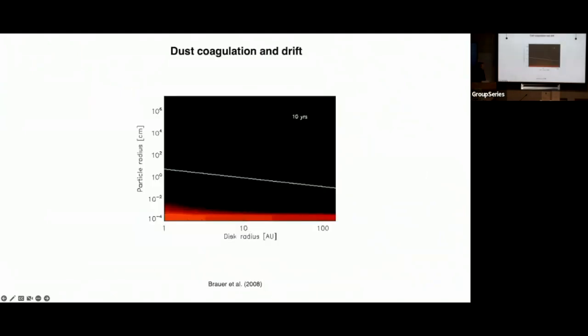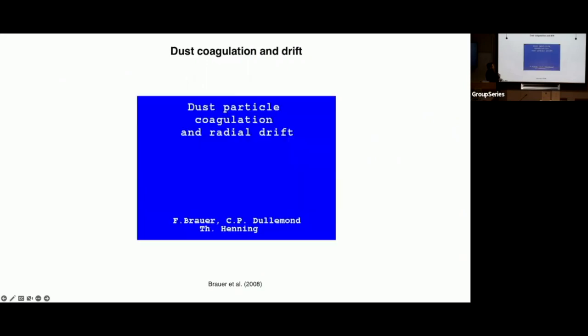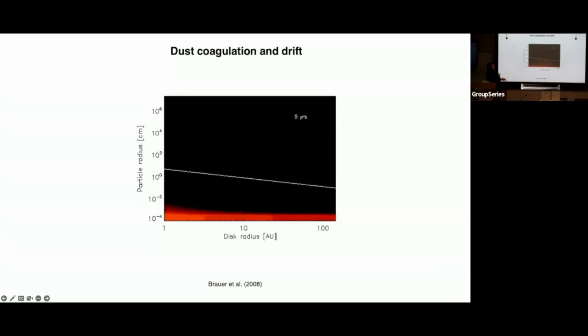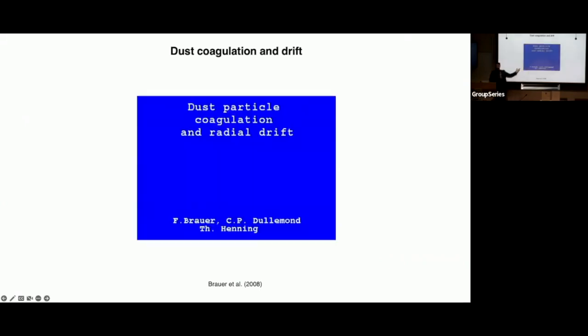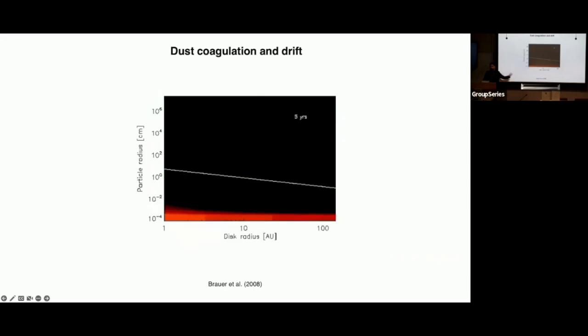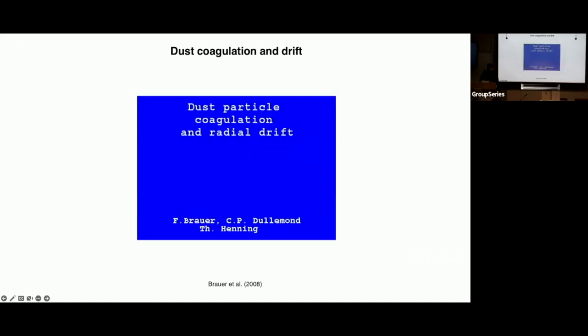This is a calculation where you solve for the coagulation and also consider the drift. You have the particle size, with particles coagulating to bigger sizes, and the distance to the star. This line here is the line of maximum drift. So the pebbles grow to a size and then drift towards the star. If this is the full picture, planets shouldn't form. You grow them, they drift, you lose them to the star. But last I checked, we're standing on a planet, so we have good evidence that they exist. So what is wrong here?